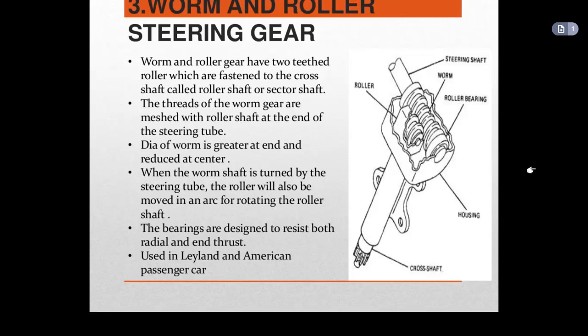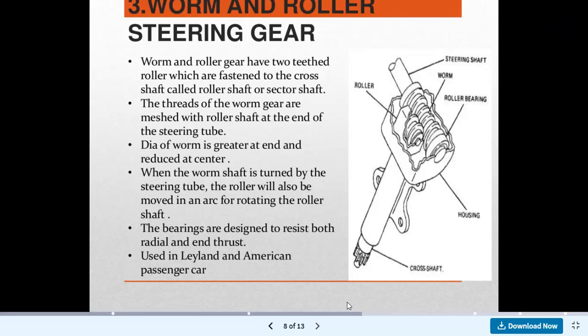The threads of the worm gear are meshed with the roller shaft at the end of the steering tube. The diameter of the worm is greater at the end and reduced at the center. When the worm shaft is turned by the steering tube, the roller will also be moved in an arc for rotating the roller shaft. The bearings are designed to resist both radial and end thrust, used in Leland and American passenger cars. It is useful there.